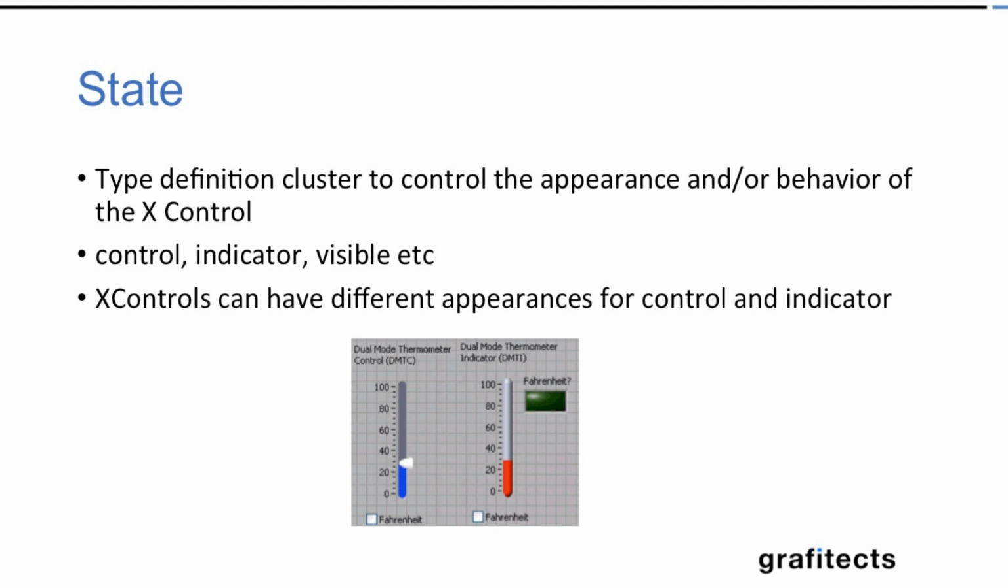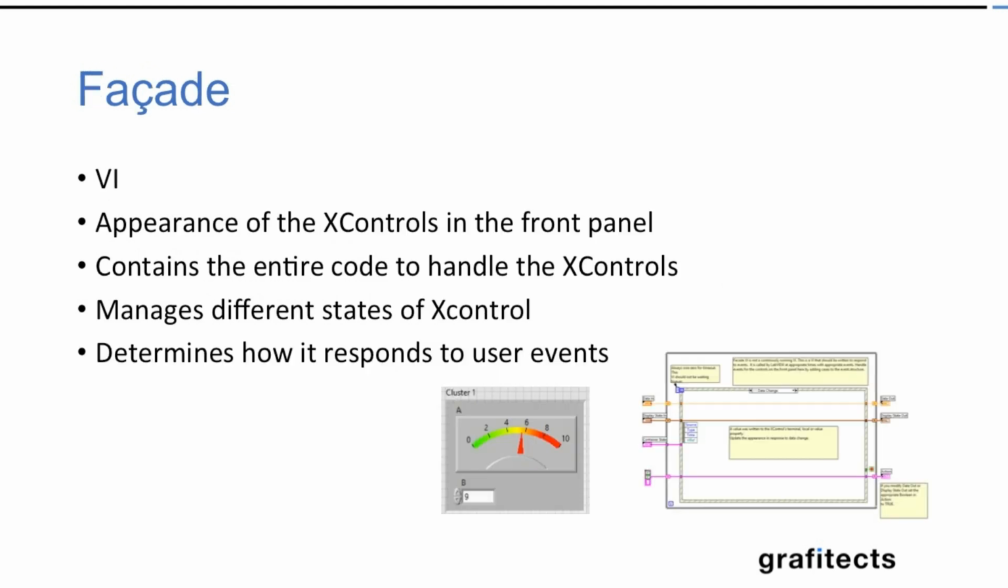The state of an XControl is a type-defined cluster to control the appearance and behavior of the object. The different states can be whether the control is in the control instance, indicator instance, or visible instance. As we'll be discussing, an XControl can actually have different appearances for both the indicator and control.